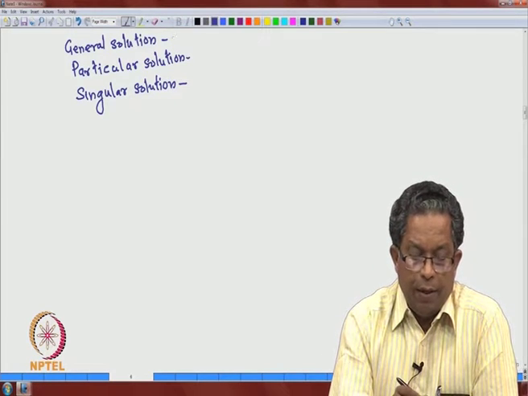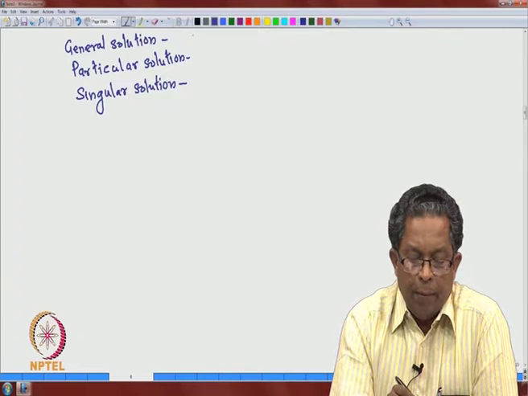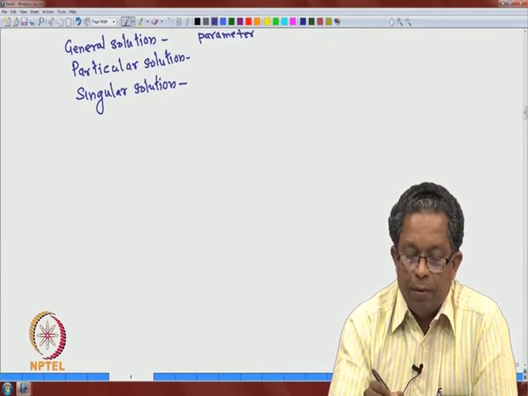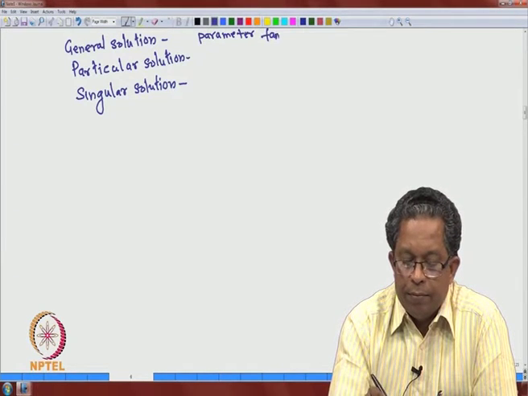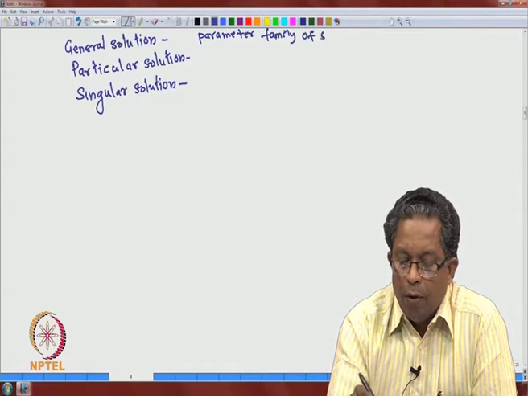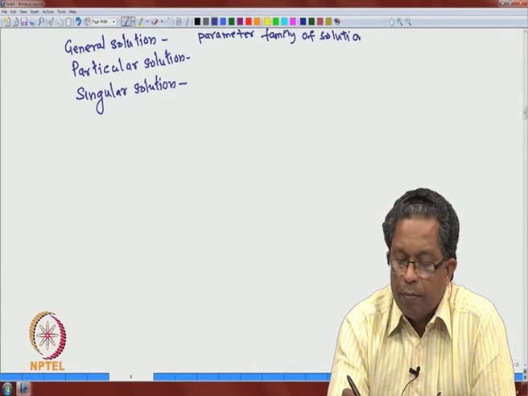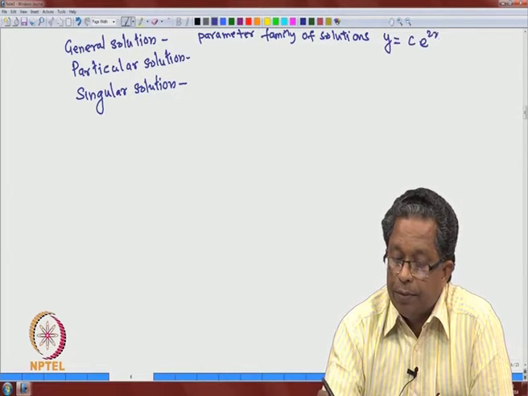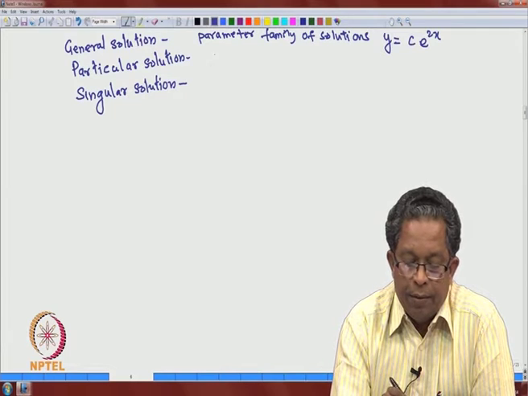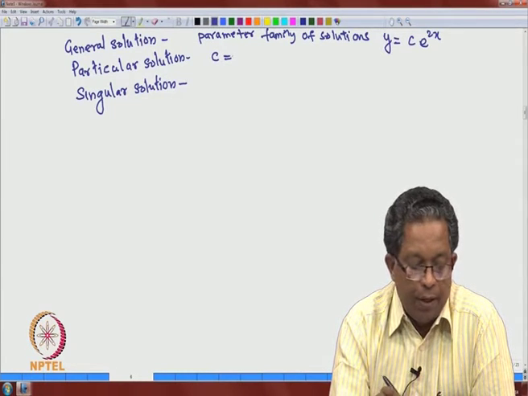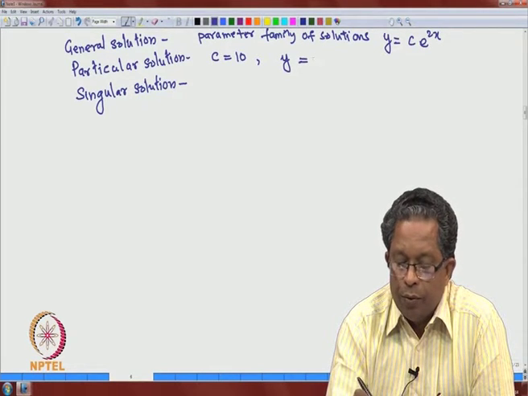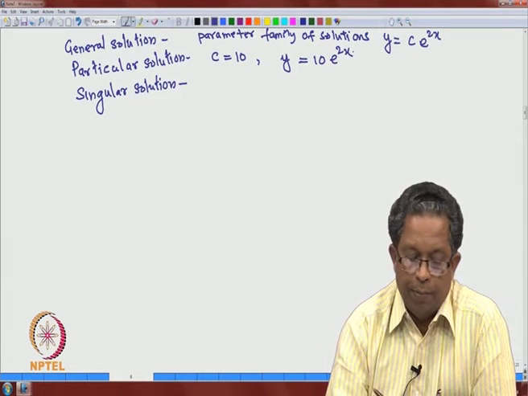So, general solution we obtained, and in the general solution there is a parameter family of solutions. So, in our case it was y is equal to c e to the power 2 x, and for a particular solution, say you particularize the value of c to be 10, then y is equal to 10 e to the power 2 x is a particular solution.